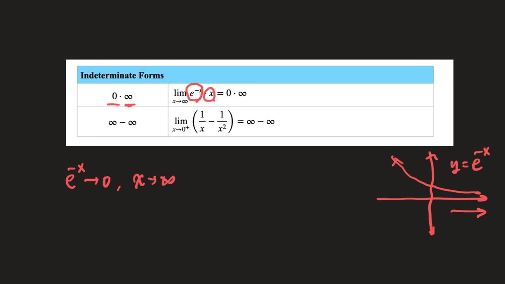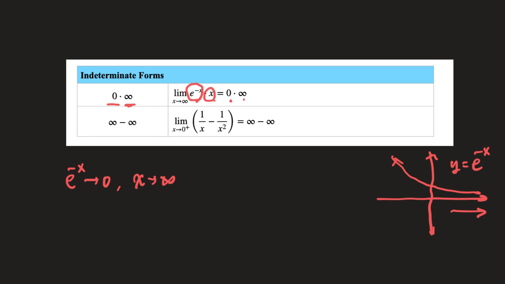So x going to infinity. That's why this is a 0 times infinity form. In that case, we cannot use L'Hopital's rule right away. Make sure L'Hopital's rule is always applied to 0 over 0 or infinity over infinity. So you need another step before using L'Hopital's rule.